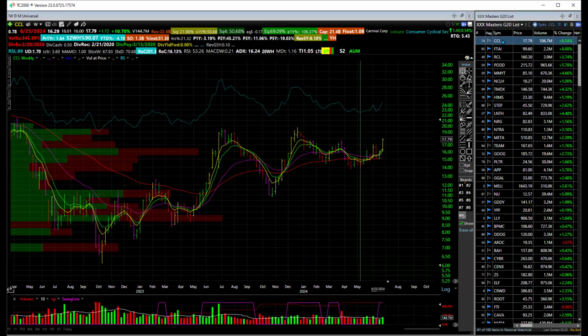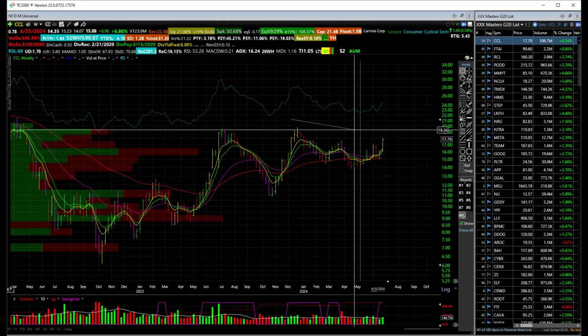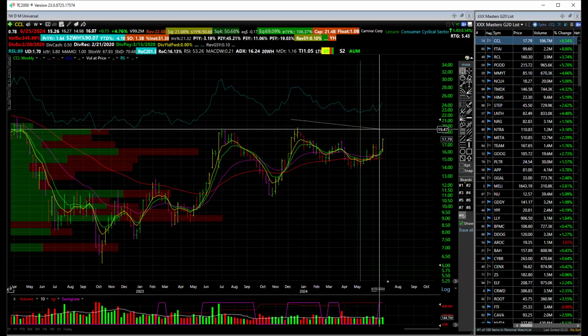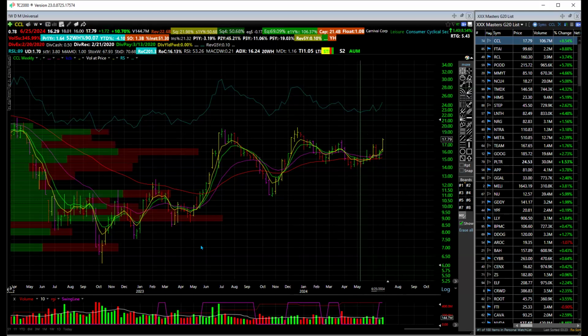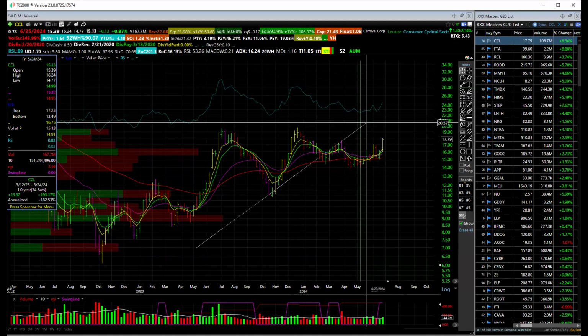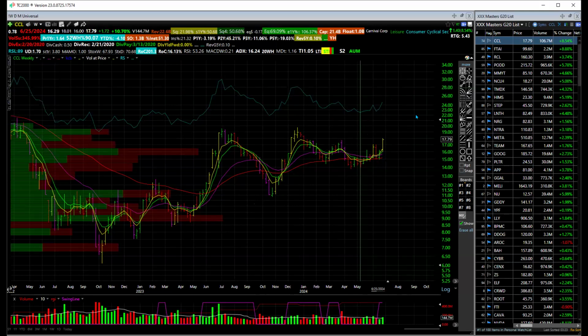And the key thing for you to focus on is the basics of the chart pattern. Is it lower left, upper right, and is it in a base? So let's run down this first one, Carnival Corp.